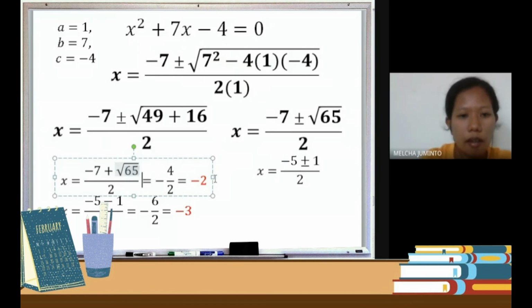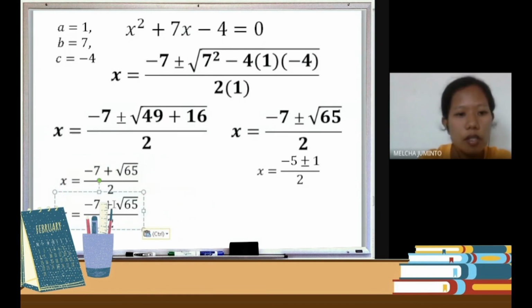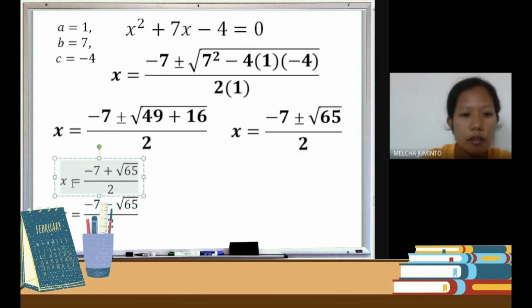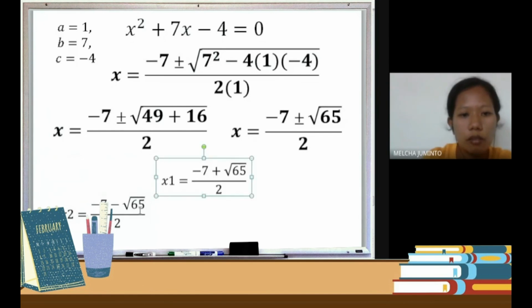and then the other answer is negative 7 minus. The first answer is negative 7 plus the square root of 65, while the other value of x, ito yung x of 1, ito yung x of 2. For x of 1, use the positive value. For x of 2, use the second value.